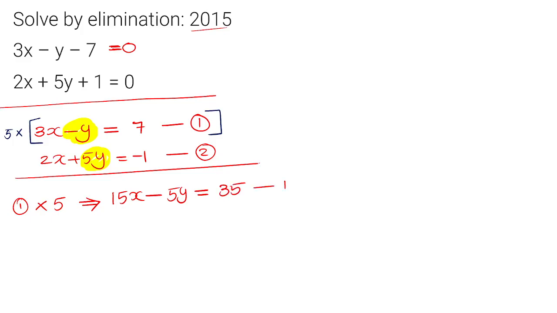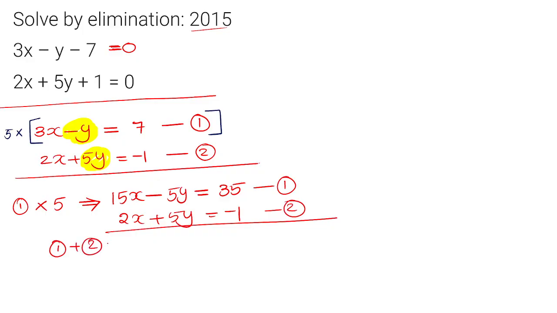The second one is 2x plus 5y is equal to minus 1. Now the elimination is much easier. 1 plus 2. Left side to be added. 15x plus 2x is what? 17x. Minus 5y plus 5y cancelled. 35 minus 1, 34. x equal to 34 by 17, or x equal to 2.